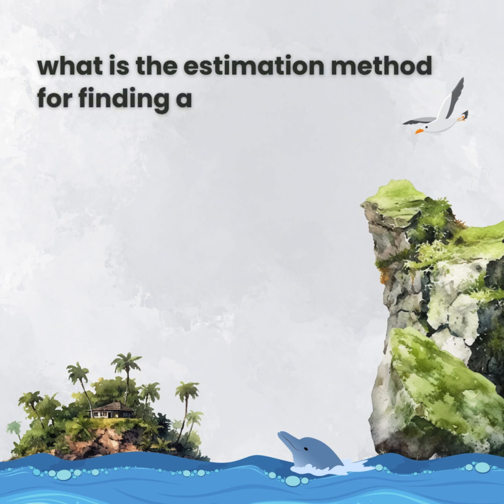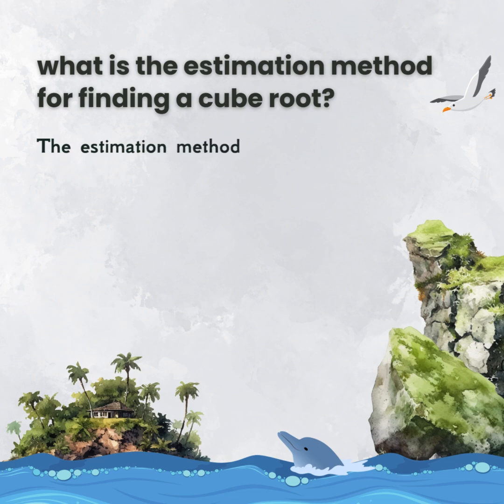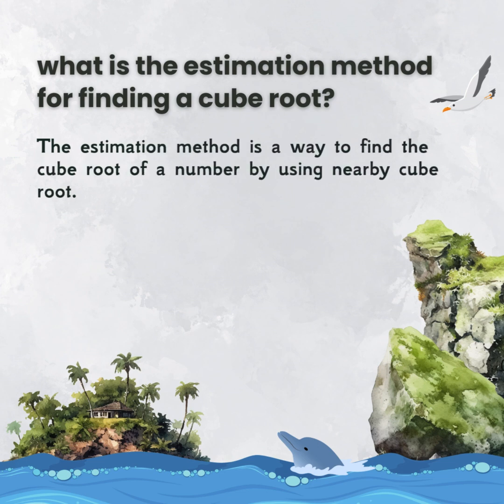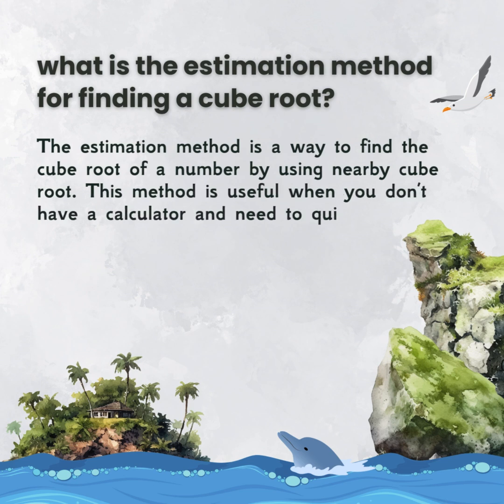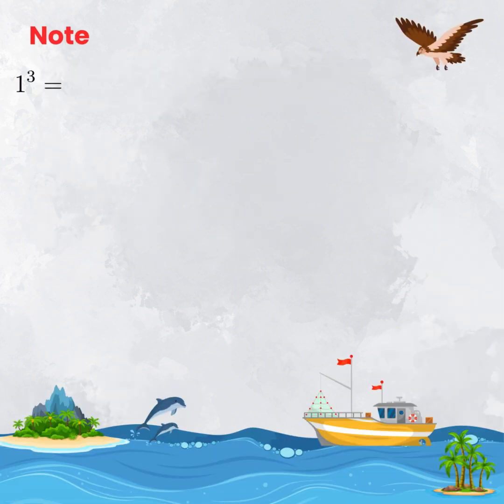So, what is the estimation method for finding a cube root? The estimation method is a way to find the cube root of a number by using nearby cube roots. This method is useful when you don't have a calculator and need to quickly estimate the cube root of a number. First, we need to know the perfect cube of numbers from 1 to 10.